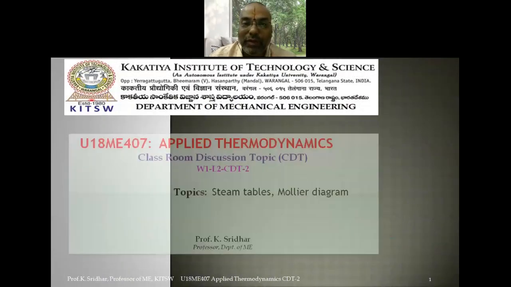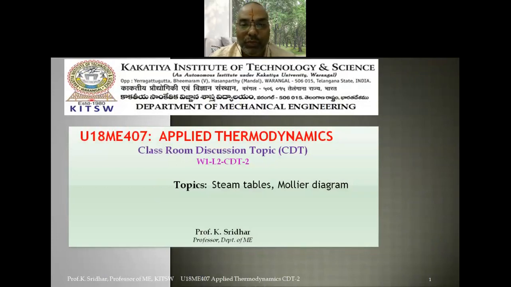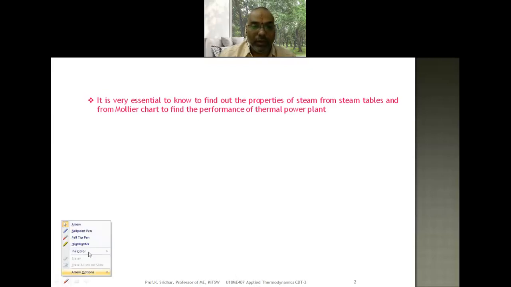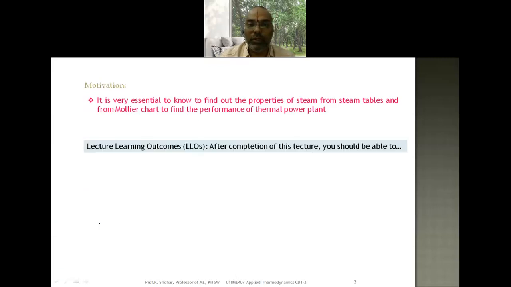So today we are going to discuss CDT number 2, that is, how can we use the steam tables as well as the Mollier diagram to calculate the steam properties. The motivation here is that it is very essential to find out the properties of the steam from the steam tables as well as the Mollier chart to find the performance of the thermal power plant. It is a very important class.